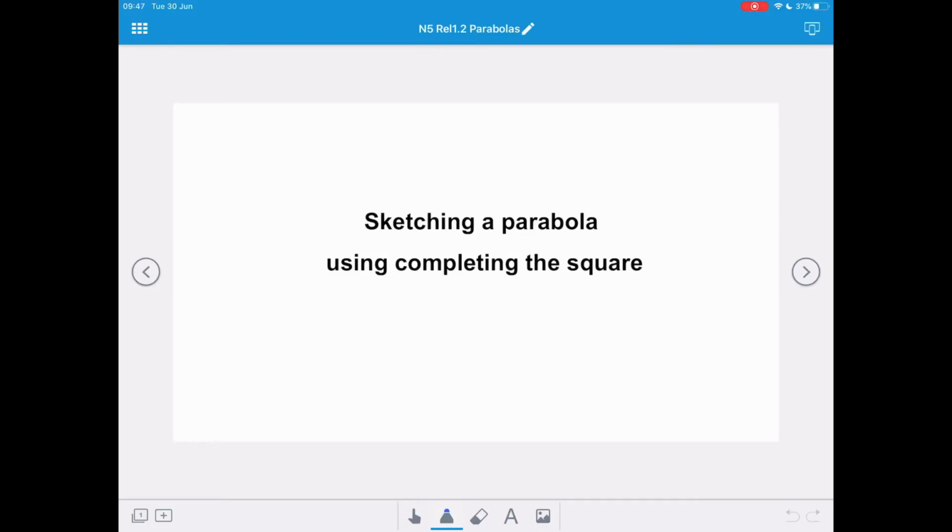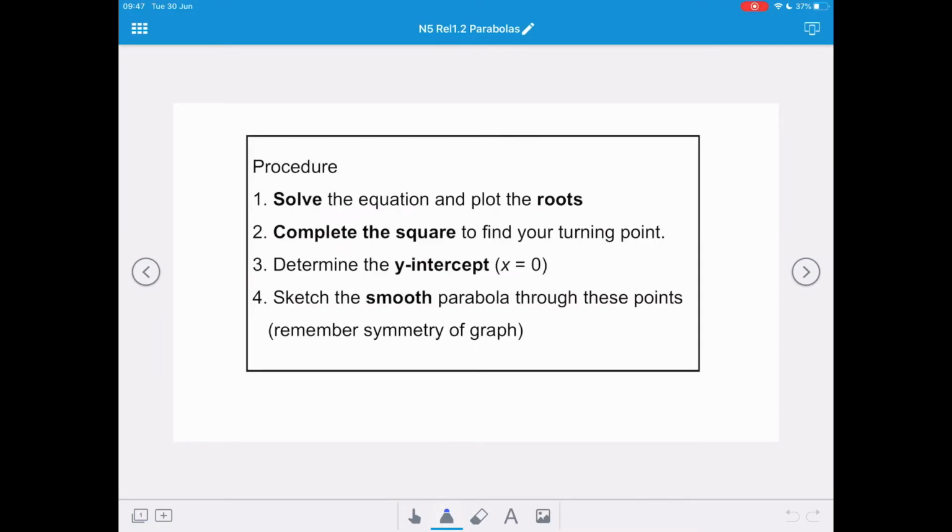So this video is going to look at sketching a parabola using completing the square. One of the reasons that completing the square is useful is when the parabola doesn't actually cut the x-axis, and so therefore there are no roots. However, our procedure is to solve the equation and plot the roots if there are any. And obviously that's making f of x equals 0.